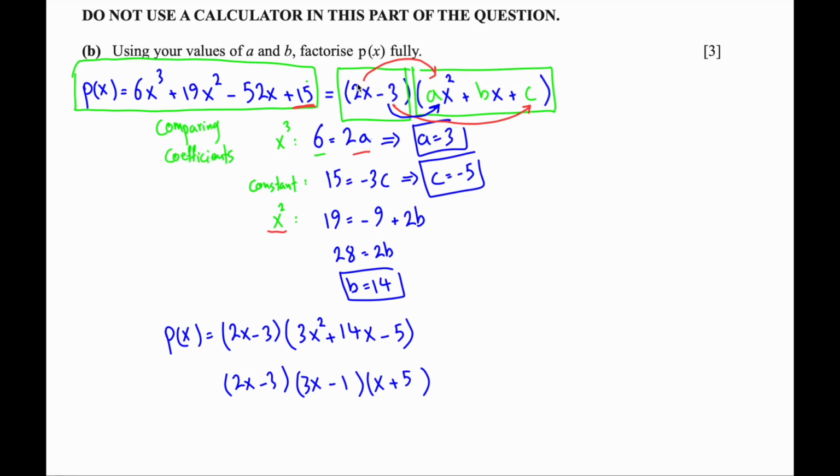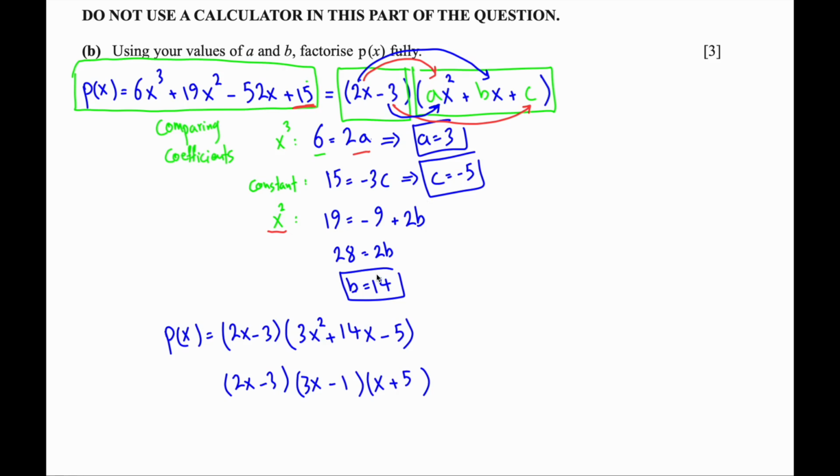And don't miss out the other term, which is by multiplying 2x by bx, and that is going to be 2bx, or the coefficient is basically 2b. And if you tidy up, you make b the subject of the equation, b is found to be 14.